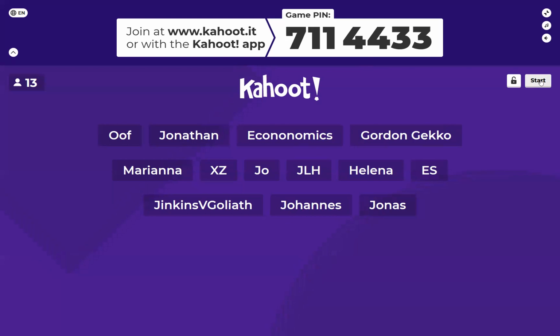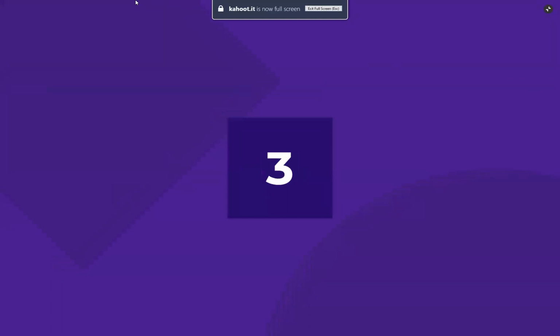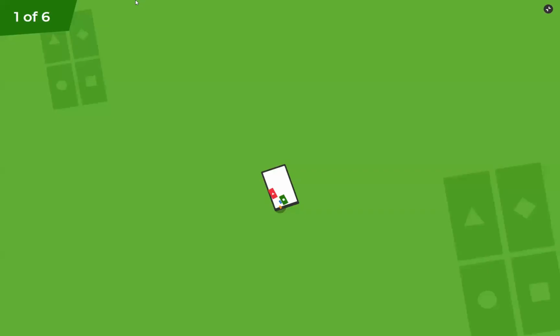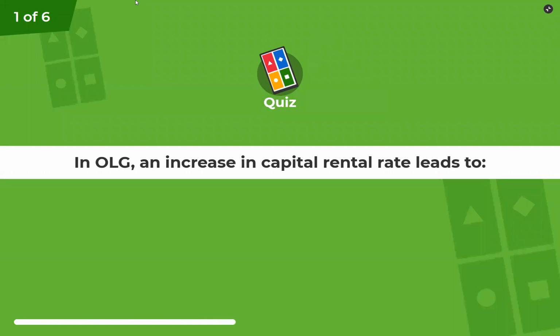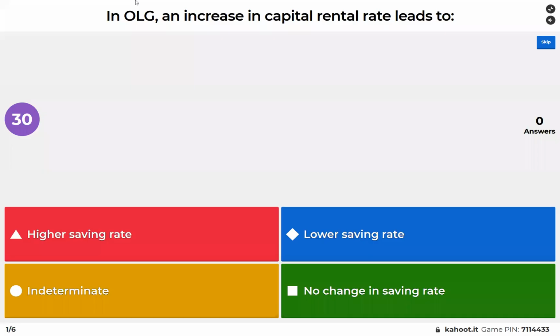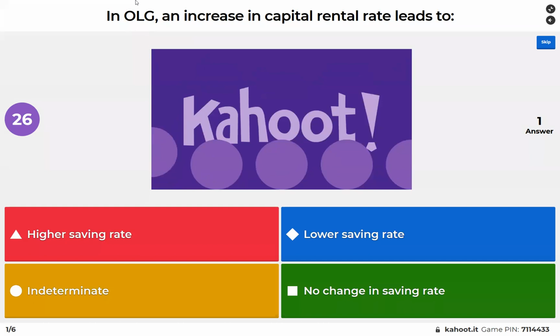There's only 6 questions, but I was reviewing them. They're relatively hard. In the overlapping generations model, an increase in capital rental rate, so R, leads to higher savings rate, lower savings rate, indeterminate, or no change in savings rate.